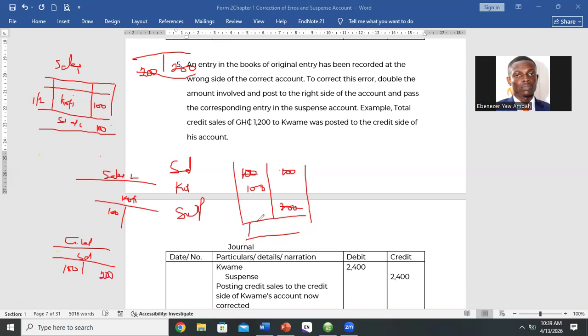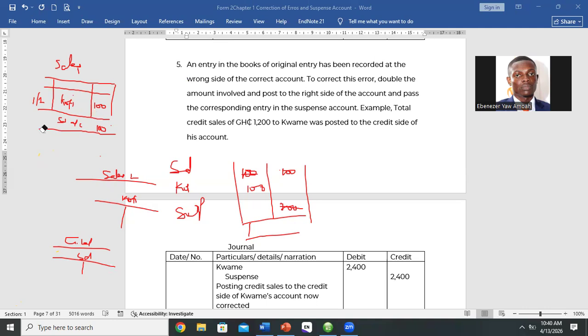Yeah. So let me use the other side so that maybe you appreciate it better. Let me do some gymnastics here. Let's say the same scenario. We have prepared our sales day book. We are doing the postings.